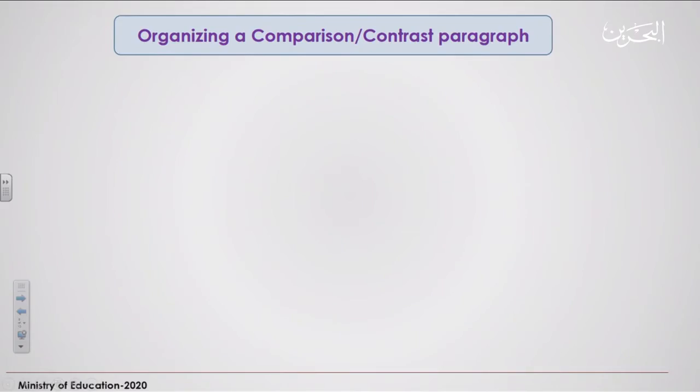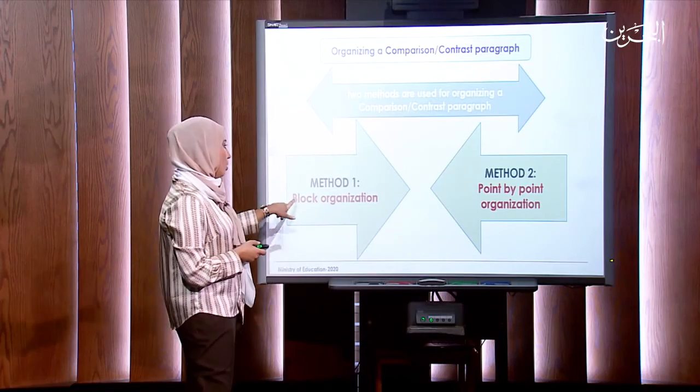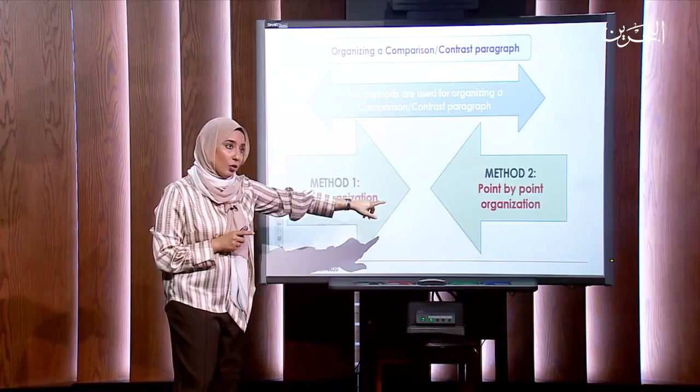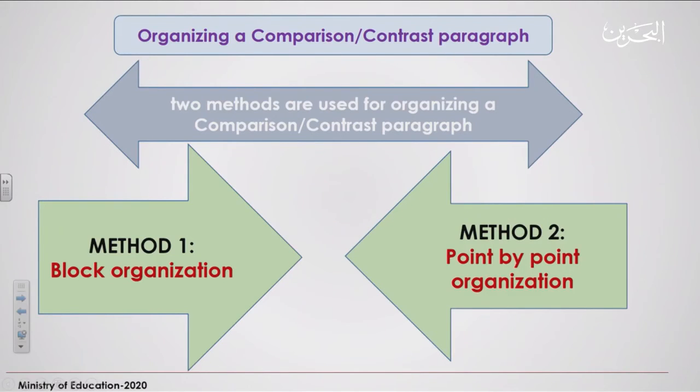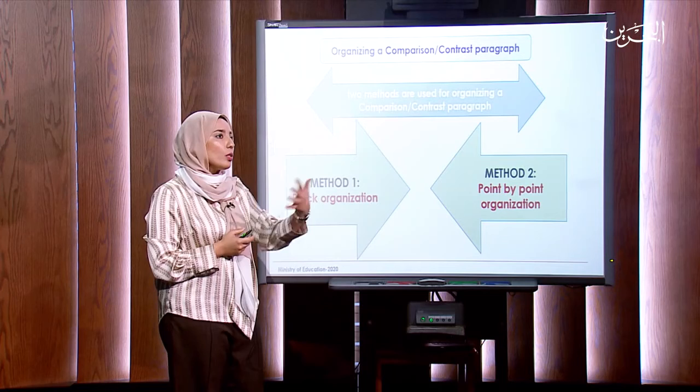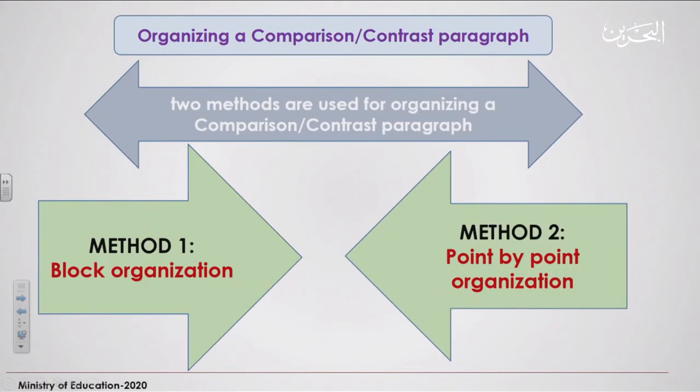Now, if we're going to write a paragraph comparing and contrasting, how do we do it? There are 2 types. There is something called blocked organization, method 1, and there is point-to-point organization. What do we mean by that? I'll give you 30 seconds. Just think about it generally. When I'm telling you that there are 2 types of writing, block, point by point, what do I exactly mean?